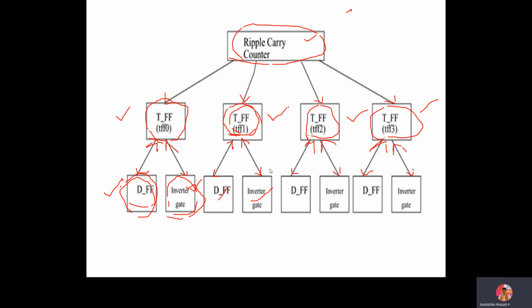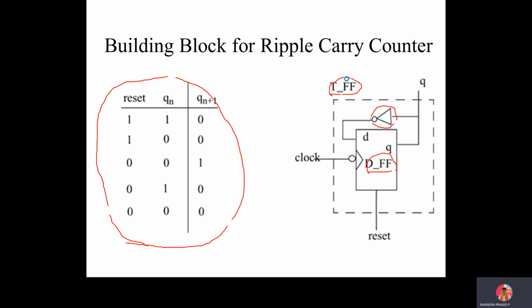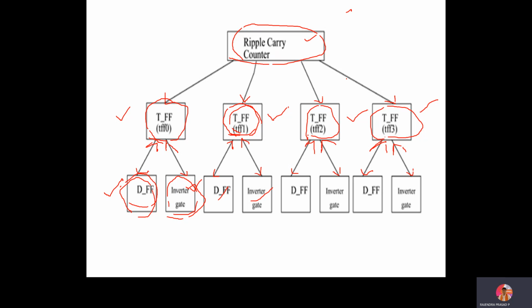See, this is only the methodology which I'm using to build the 4-bit ripple carry counter. I have not written any program. So how am I going to build the program? First I will write the main program. This is my main program, and it is for the counter.